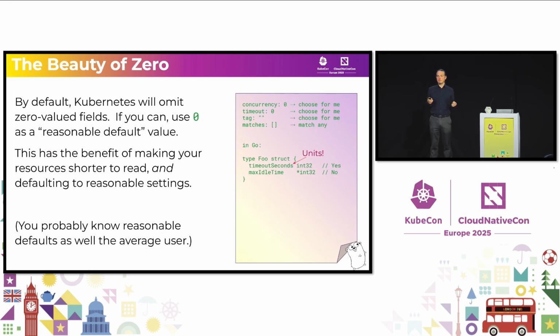So basically, zero is, I didn't fill this in Go. If you just use a standard int or a standard list or something like that, the zero value is the same as, I didn't bother filling this in. And you can use that to say, do the right thing.